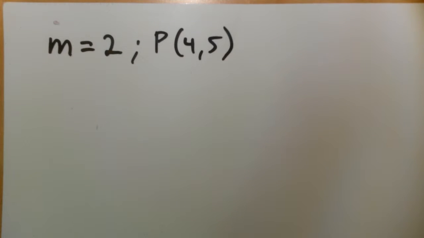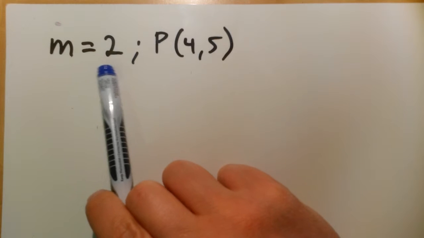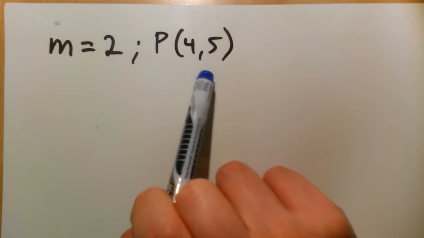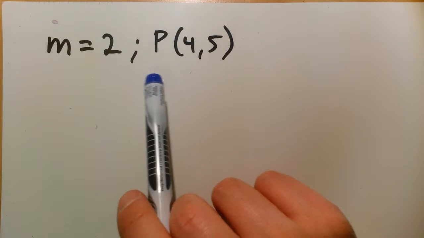Find the equation of a line given the slope and a point on the line. So this is a common example, and here they're giving us the slope of a line and a point on that line, and they're asking us to find the equation of this line.